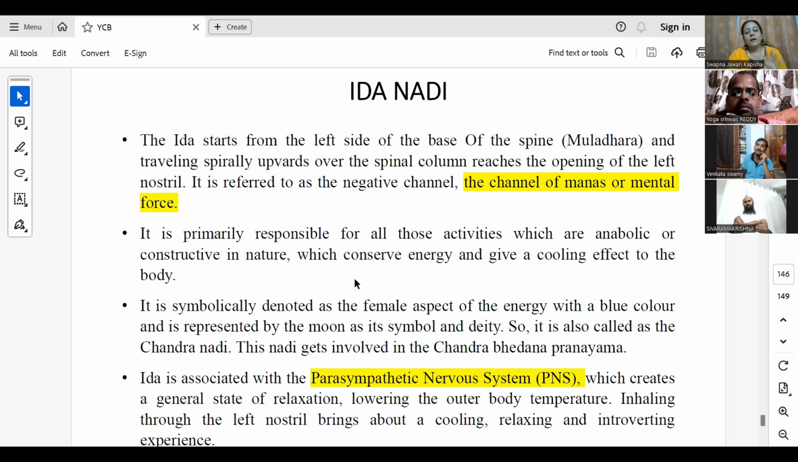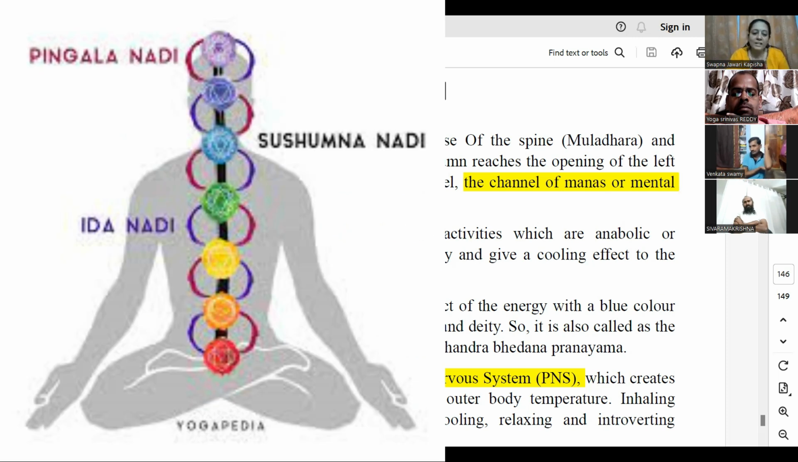The nervous system related to Ida Nadi is the parasympathetic nervous system, which helps in relaxation and in lowering the outer body temperature. So always inhaling through the left nostril brings a cooling, relaxing and introverting experience. Based upon this Ida Nadi, there could be one or two questions.